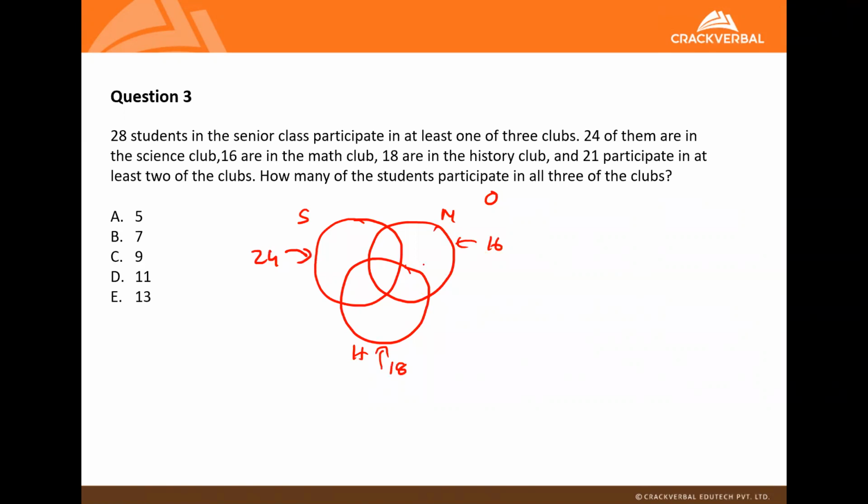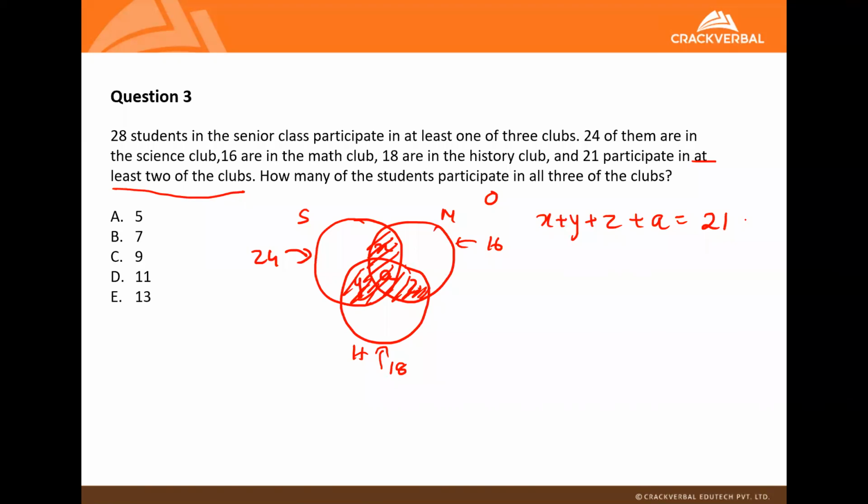And 21 participate in at least two of the clubs. Now this is a little tricky, right? I mean, it's not as tricky as the previous one, but what is the meaning of at least two? It's a very easy one here, guys. What is the meaning of 21 participate in at least two of the clubs? At least two means two or more, right? So this entire region, remember, it's two or more, has to be 21. So let me put this as x plus y plus z plus a. So x plus y plus z plus a is equal to 21.